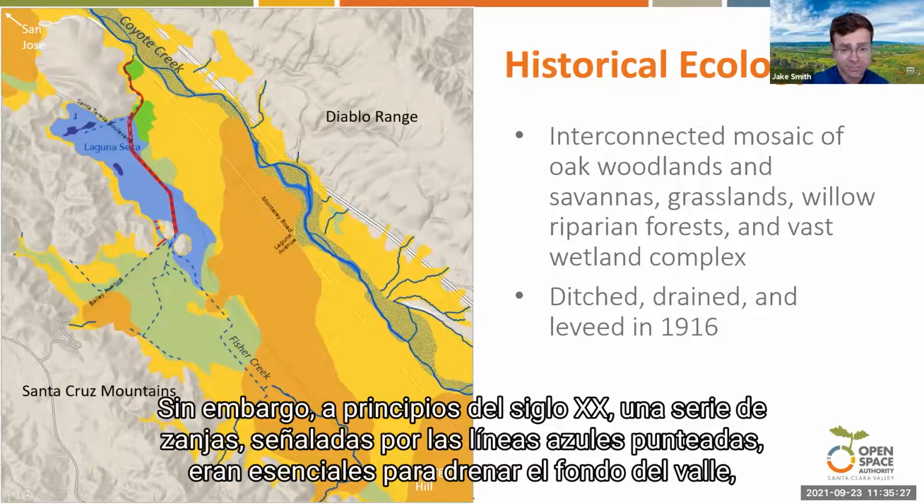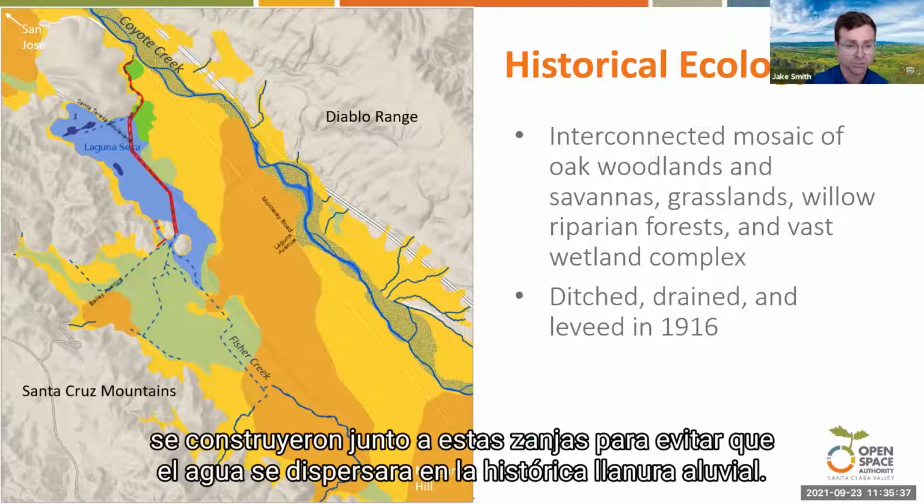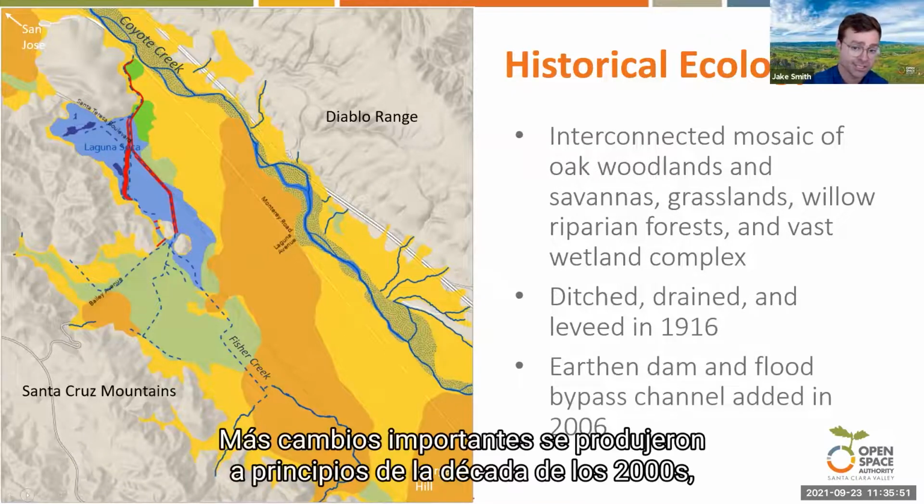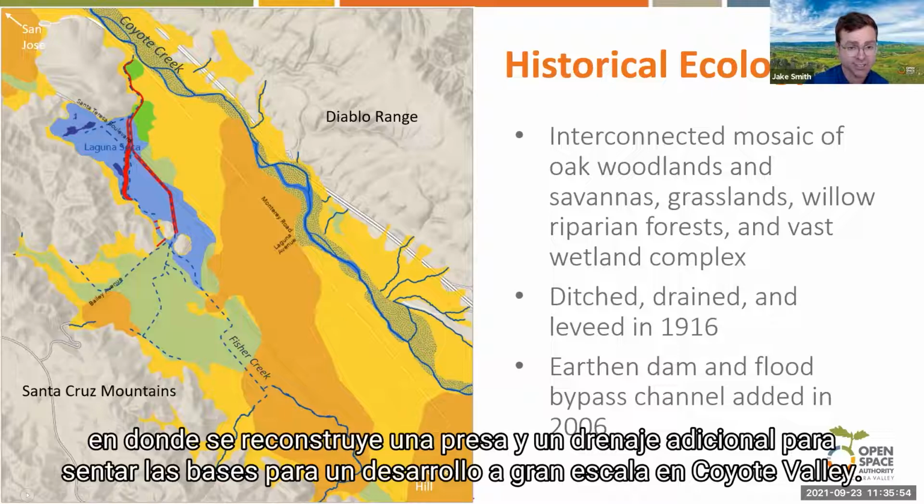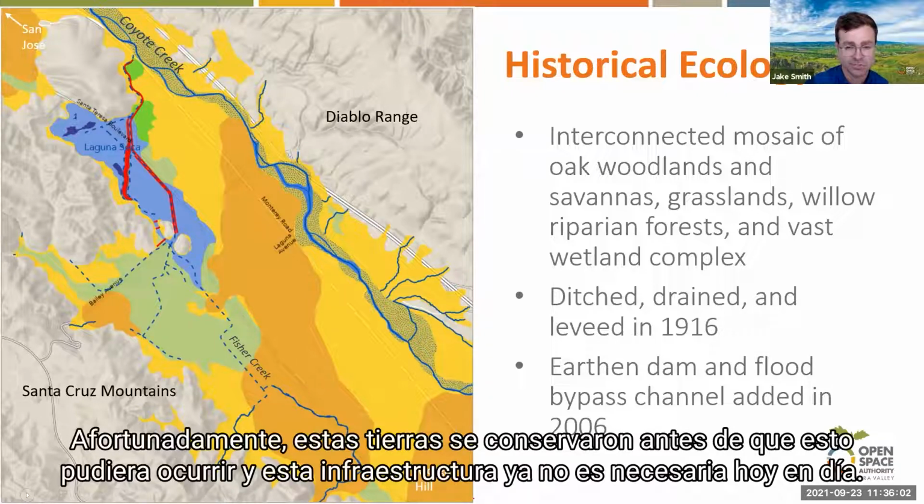However, in the early 20th century, a series of ditches, shown by the blue dotted lines, were constructed to drain the valley floor. And dirt berms, also known as levees, shown by the red lines, were built up beside these ditches to prevent water from fanning out over the historic floodplain. And you can see that these ditches sent water directly into Coyote Creek, becoming what we call Fisher Creek today. And more big changes were made in the early 2000s, where a dam and additional drainages were built to lay the groundwork for large-scale development in Coyote Valley. Fortunately, these lands were conserved before this was able to happen, and this infrastructure is no longer necessary today.